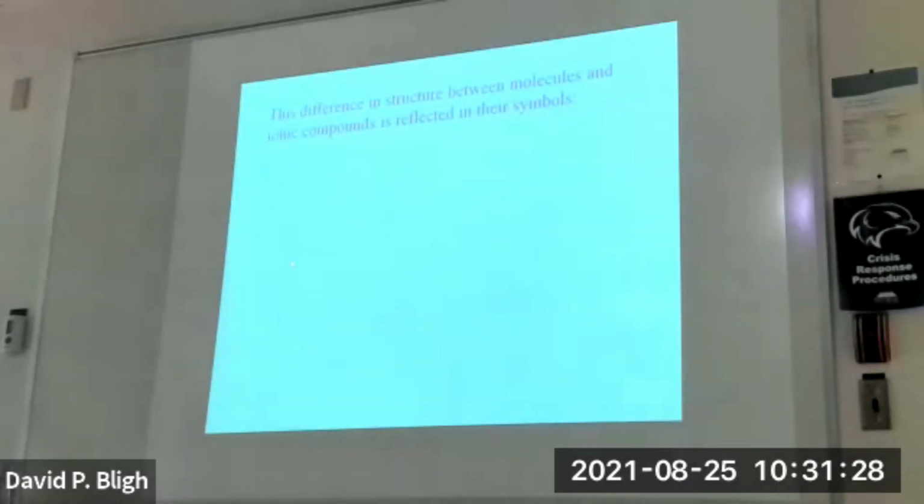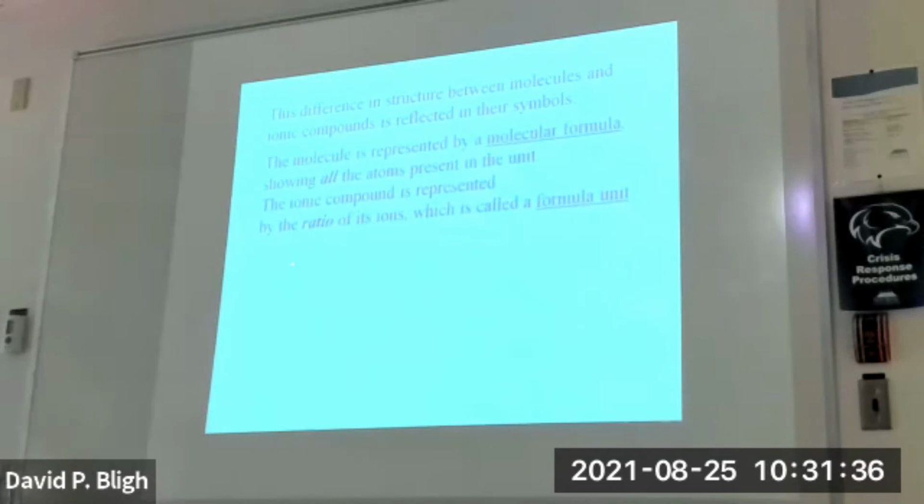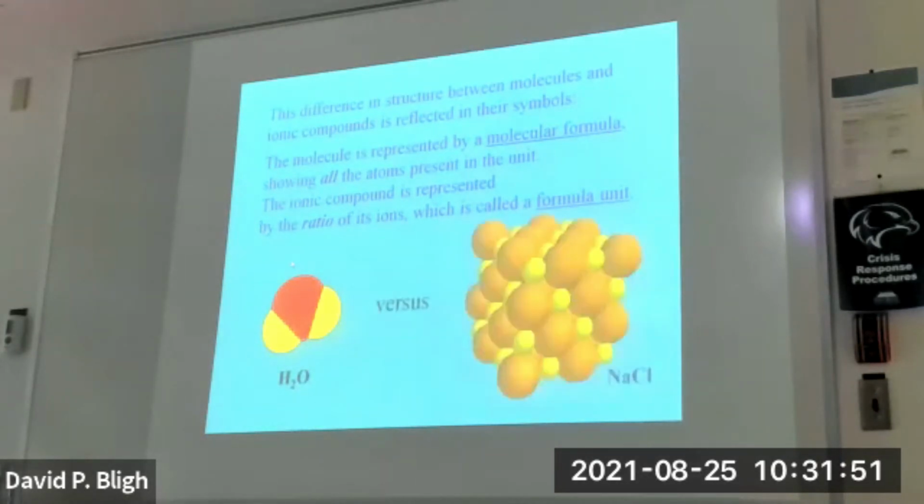So we look at these structural differences between molecules and ionic compounds by how we express them in their formulas. Molecules are represented by a molecular formula showing all the atoms present in the unit. The ionic compound is represented by the ratio of its ions, and that is called a formula unit. So here's the H2O molecule, and here versus the NaCl formula unit. Many sodiums and many chlorides, yet it's still just expressed as the lowest whole number ratio. It's 1 sodium to 1 chloride.